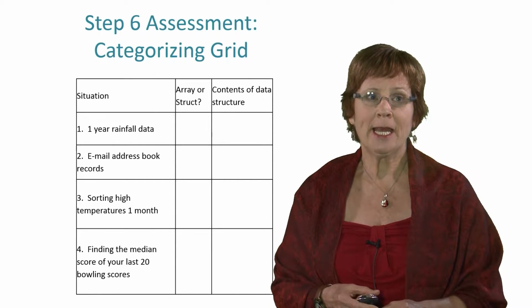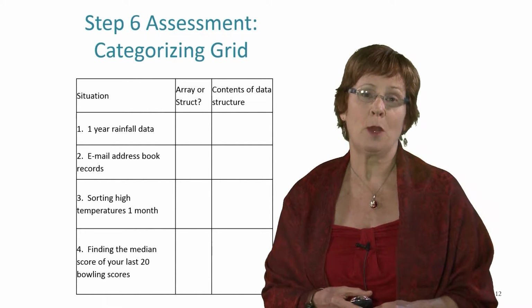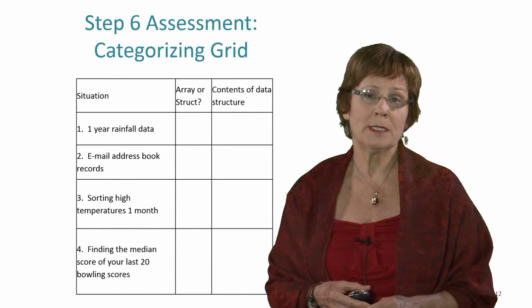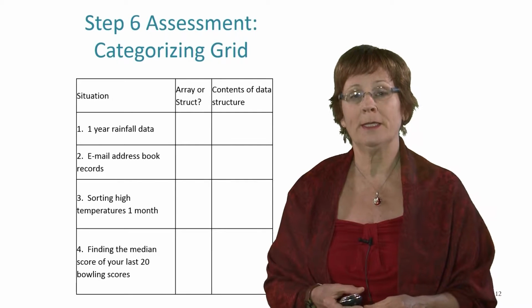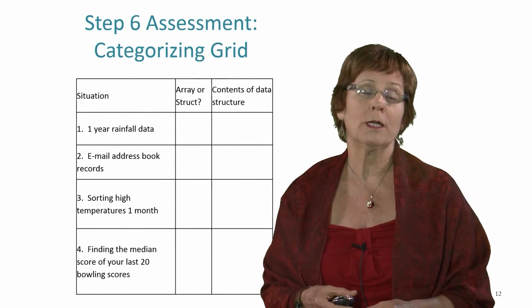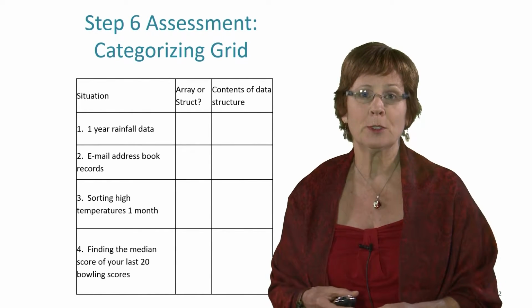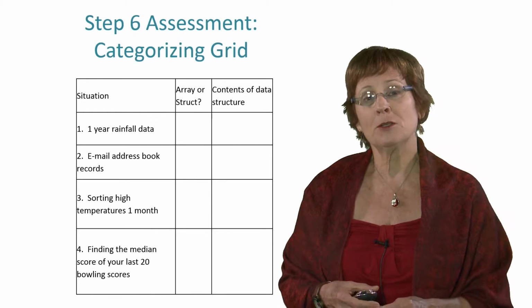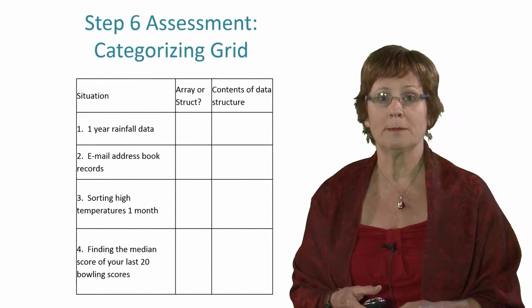So the next written CAT is categorizing grid. And in a computing class about programming, you'd use this CAT. You'd have the students choose the correct category. Are they going to use an array or a struct for each of these kinds of data, rainfall data, address book data? And the teacher and students can see if they're putting things in the appropriate category.